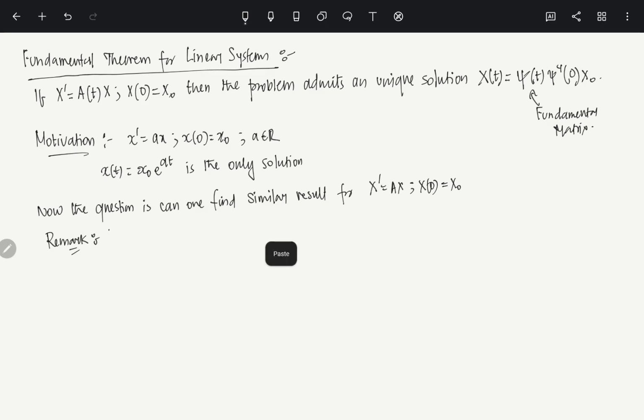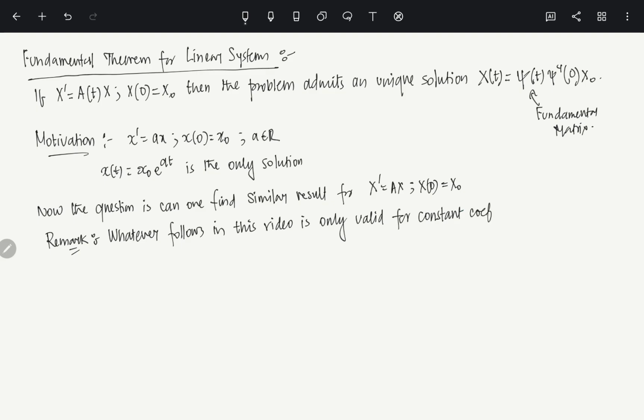Whatever follows in this video is only valid for a constant coefficient system. Clear? Okay, this thing, the fundamental matrix solution, actually holds for variable coefficient, no issue there.